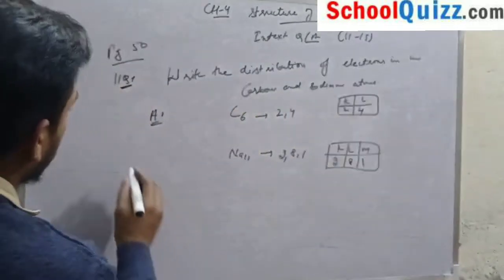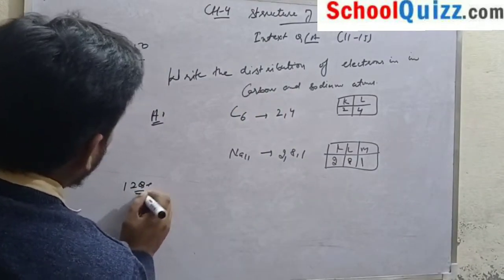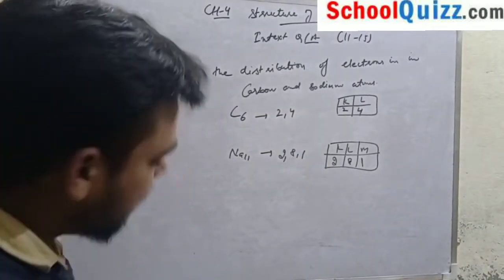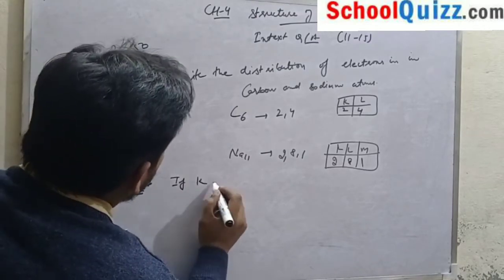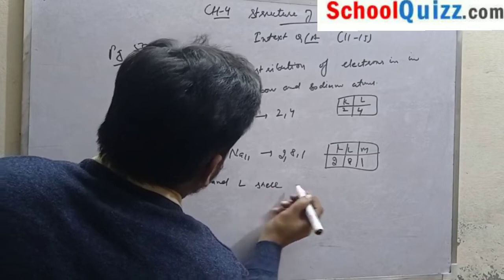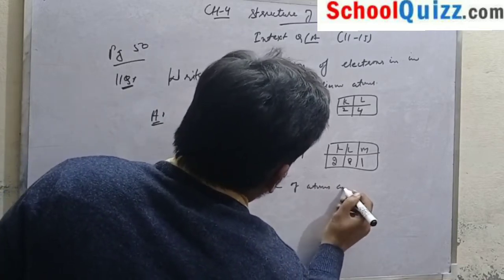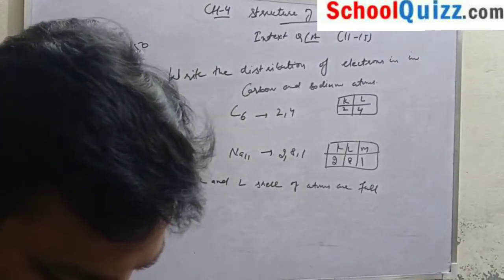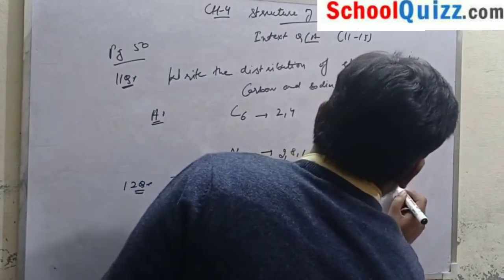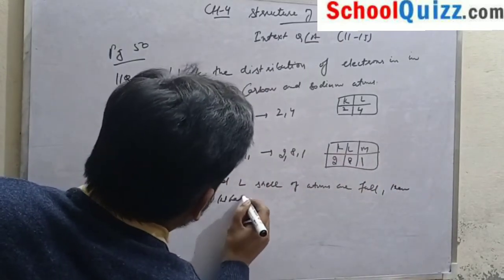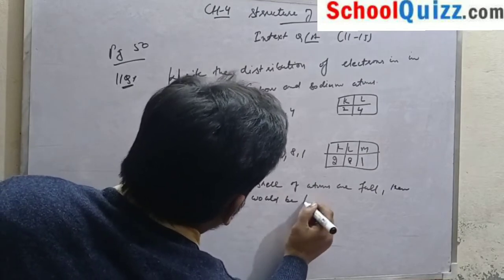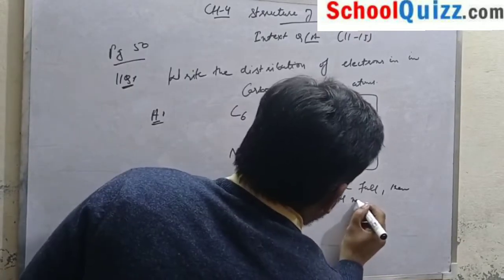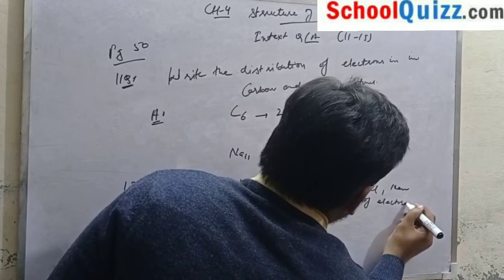Now we will move to question number 2 of page number 50, and according to our videos, question number 12. Question number 12 is: if the K and L shells of an atom are full, completely filled, then what would be the total number of electrons in the atom?